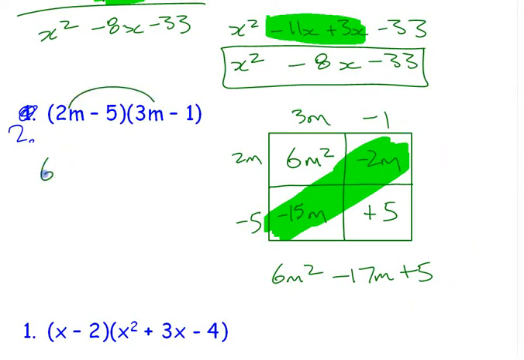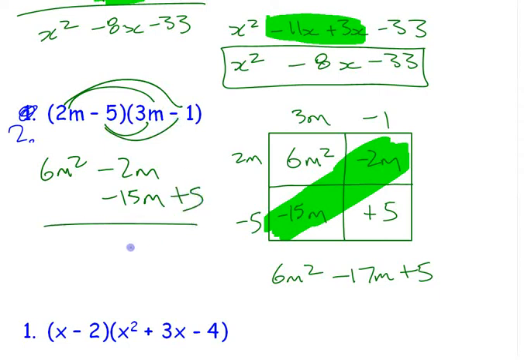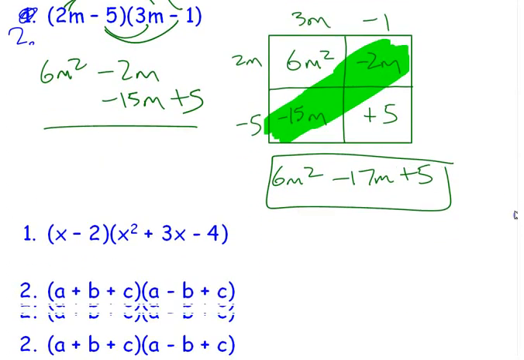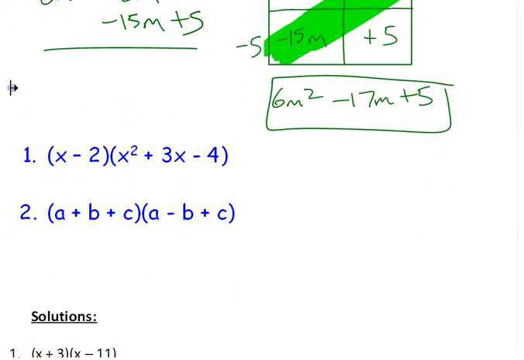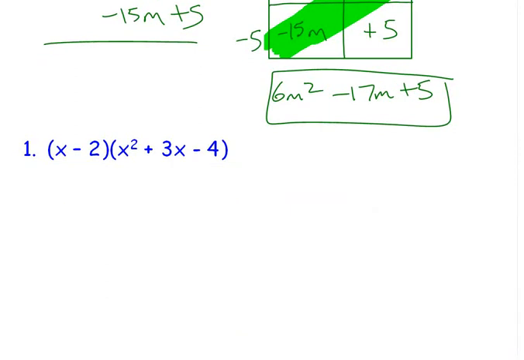You can do it the other way, right? Just do the lines. 6m squared minus 2m minus 15m plus 5. And then add it together. You get exactly the same thing. Okay, you get that? It's a little bit harder when you have 3 terms here, but not much. The concept's exactly the same.